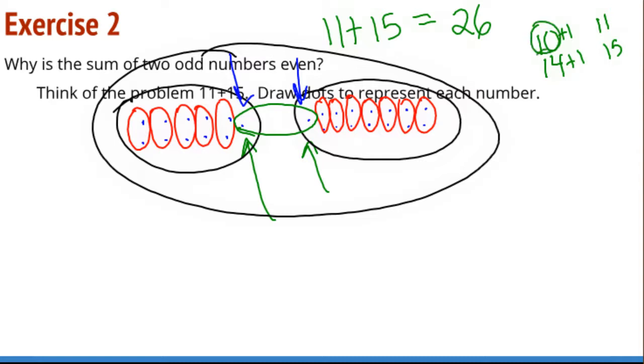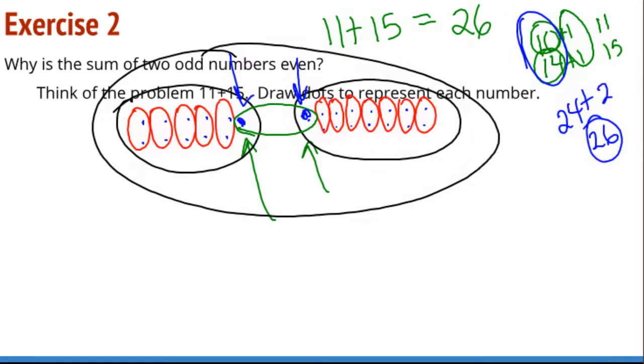So here's an even, and then I'm going to take their odd parts, their little leftover dots, and I will put them together and make yet another pair. So what I really have here is 14 plus 2. Not 14 plus 2, 25. Oh, 24. Boy, it's Friday as I record this. 24. So there's the 10 and the 14. And there's my two oddballs. So altogether I will get 26.